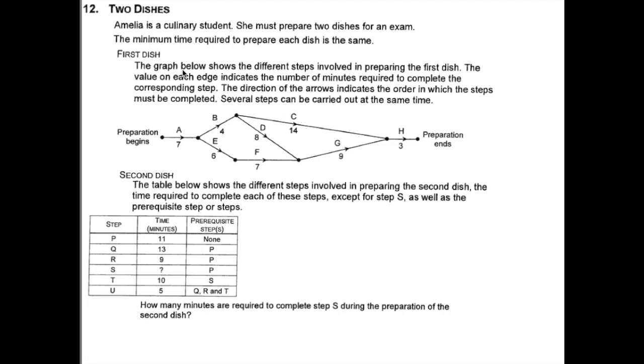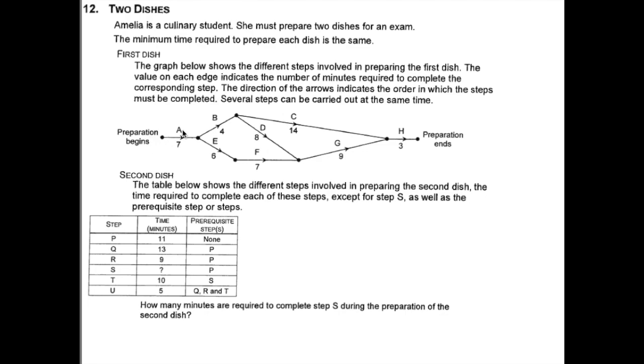First dish. The graph below shows the different steps involved in preparing the first dish. The value on each edge indicates the number of minutes required to complete the corresponding step. The direction of the arrows indicates the order in which the steps must be completed. Several steps can be carried out at the same time.